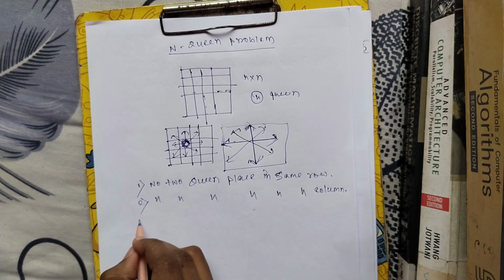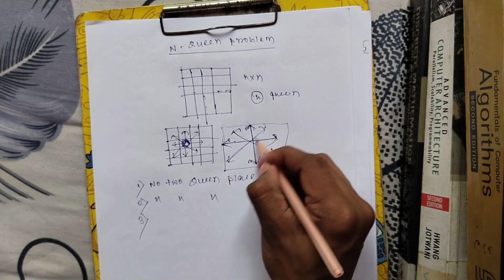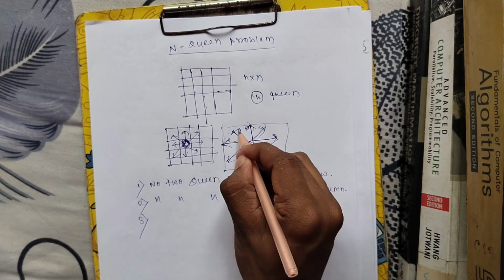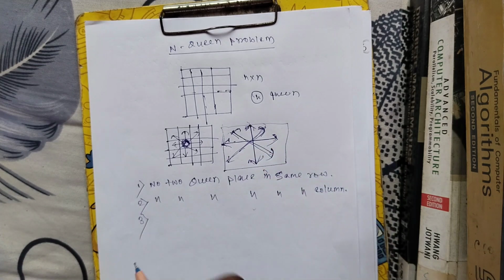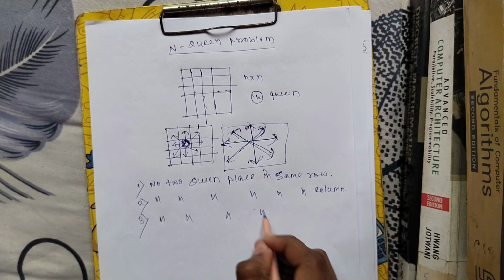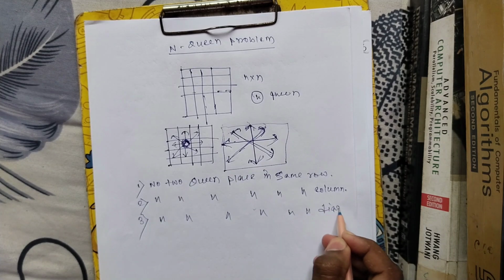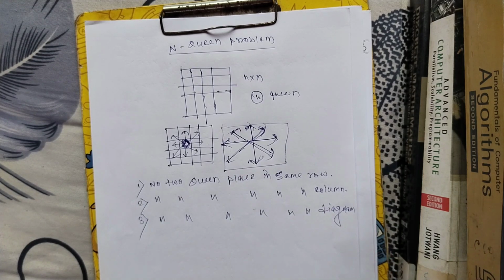And third, this queen attacks in this direction and this direction, so this is the diagonal. So we say that no two queens are placed in the same diagonal. Okay, so we have the three conditions. What are the three conditions? Two queens do not share the same row, two queens do not share the same column, and two queens do not share the same diagonal. By these conditions, we place the queens on the n cross n board.